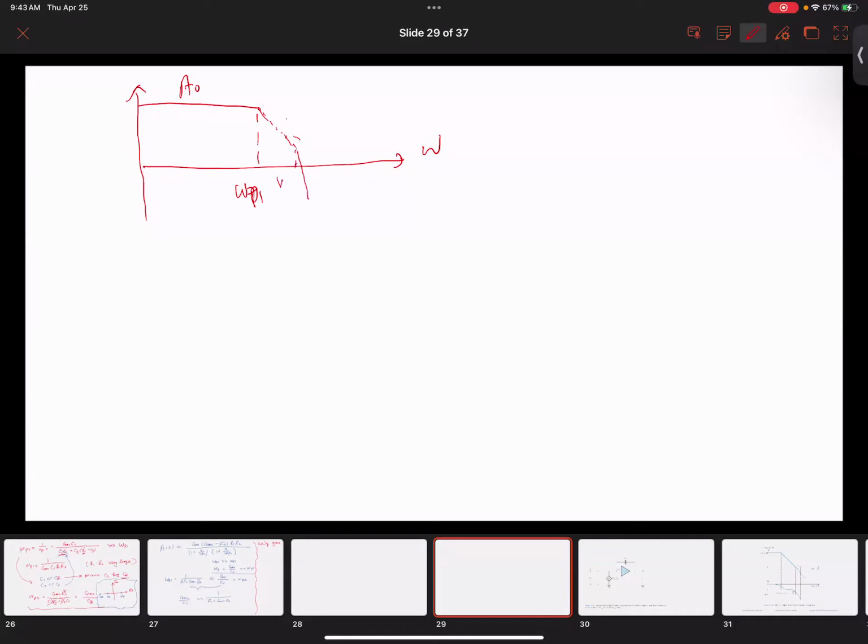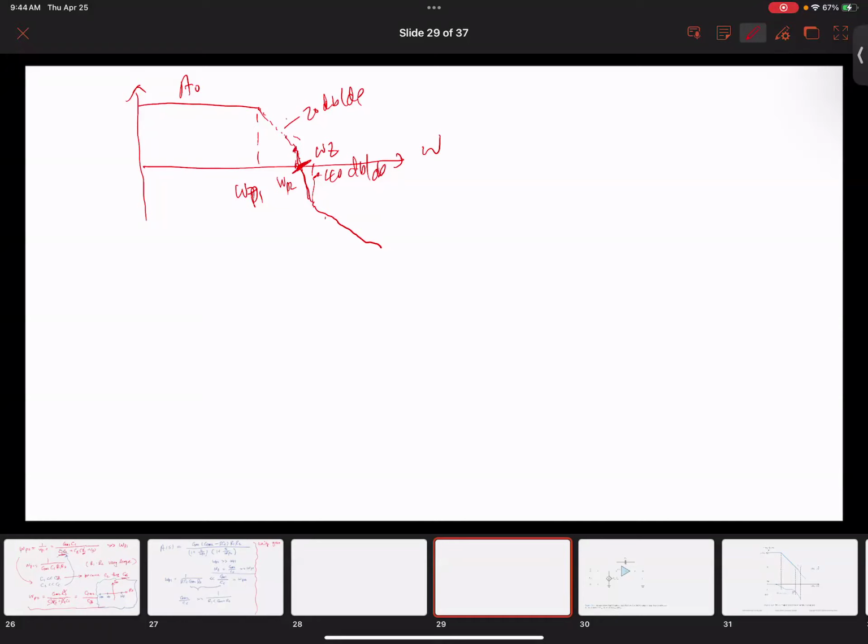So this is our WP2. And so this is dropped by 20 dB per decade. And this is going to drop minus 40 dB per decade. And at some point here, we got our W0, and this further drops like this. And at this point here is what we call a middle band gain.